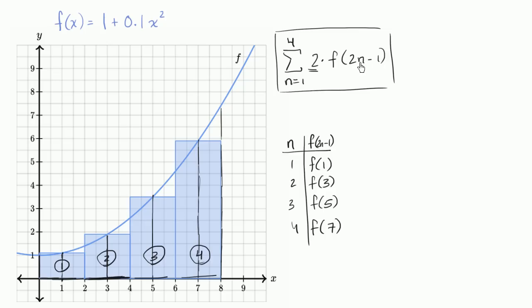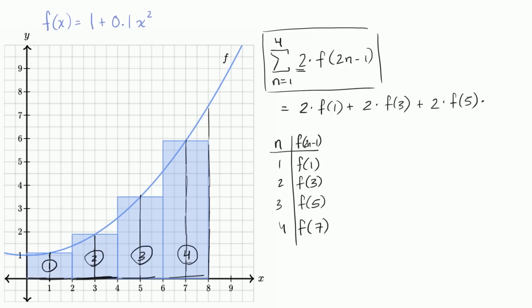What is this going to evaluate to? Well, when n is equal to 1, this is 2 times f of 1, plus 2 times, when n is 2, f of 2 times 2 minus 1, which is 3, f of 3. When n is 3, this is 2 times f of 5. When n is 4, this is 2 times f of 7, since 4 times 2 minus 1 is 7. We're going to have to evaluate a bunch of these, so let me clear this out so I have a little bit more real estate. I'm feeling this might get a little bit messy now.